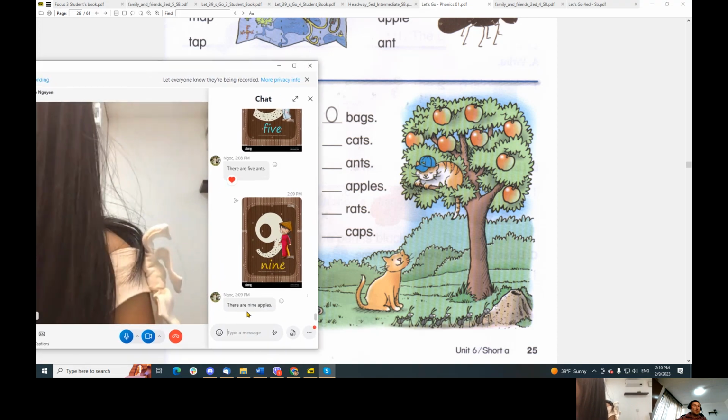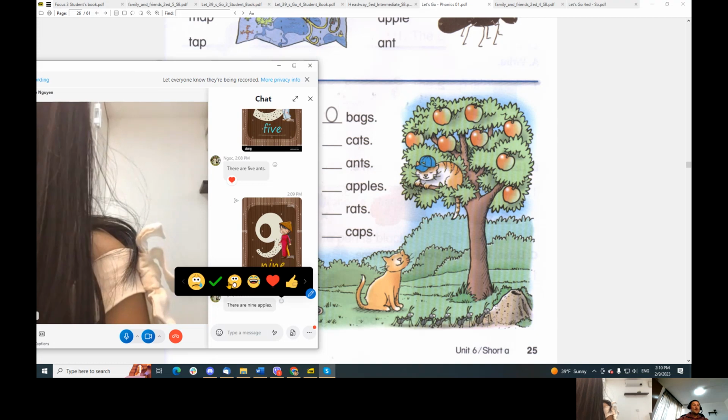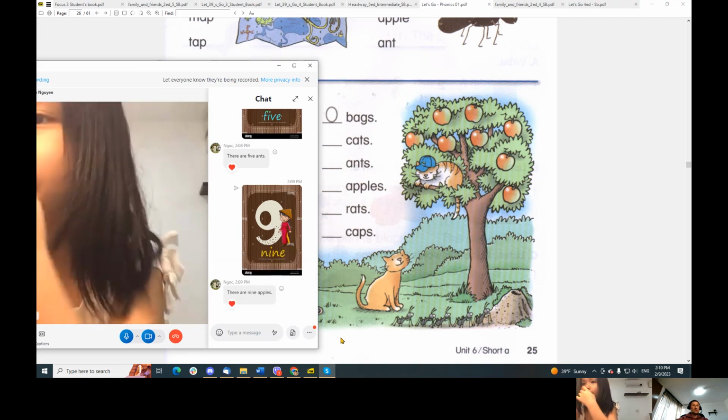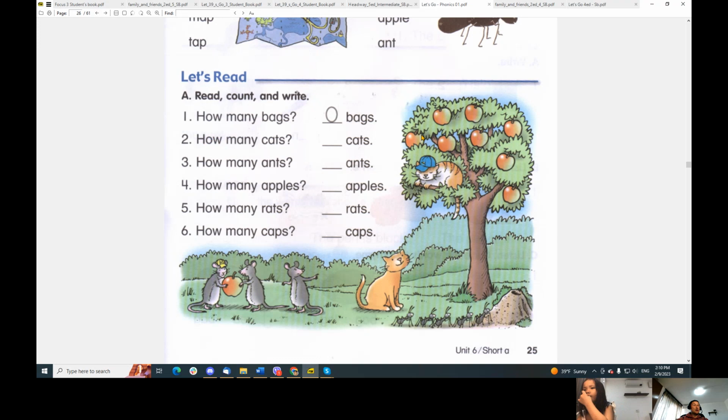Thank you. There are 9 apples. Thank you very much, Lulu. That's correct. Now, how many are in the tree? How many are in the tree? In the tree, how many apples do you see? They are 9 apples. There are 9 together with this one, right?